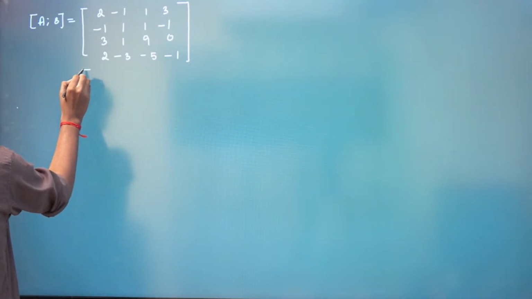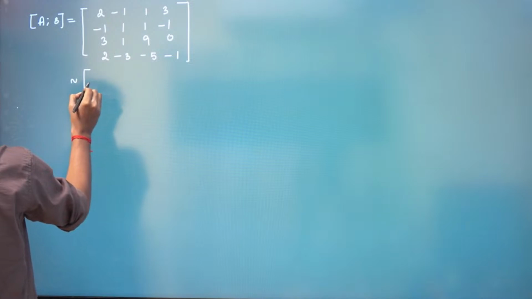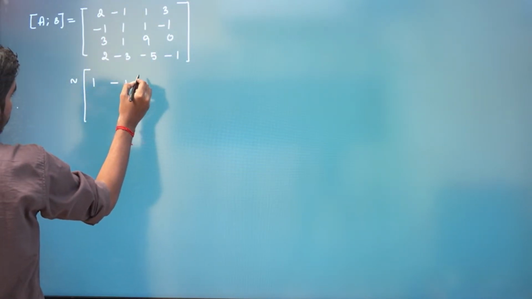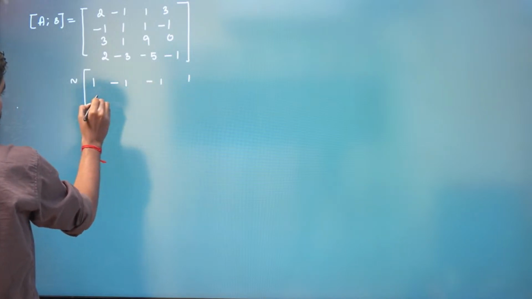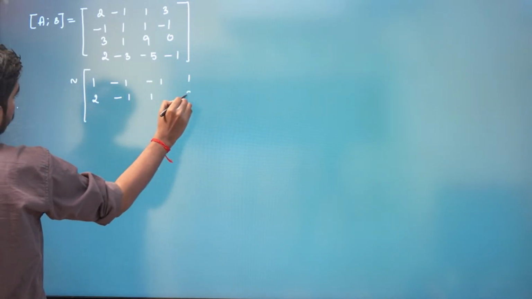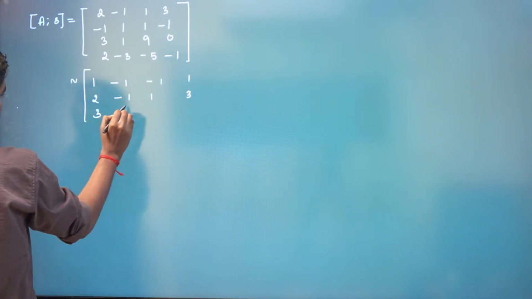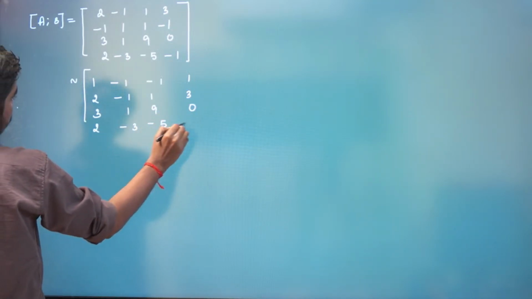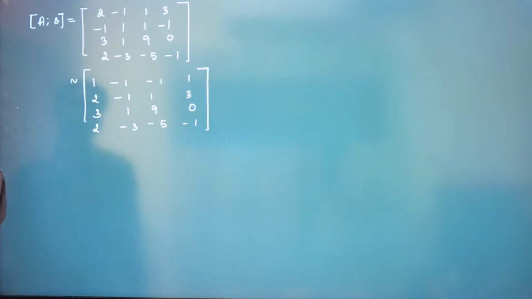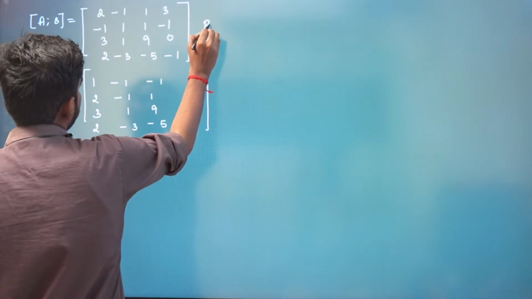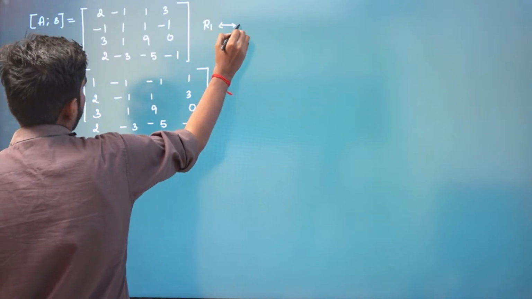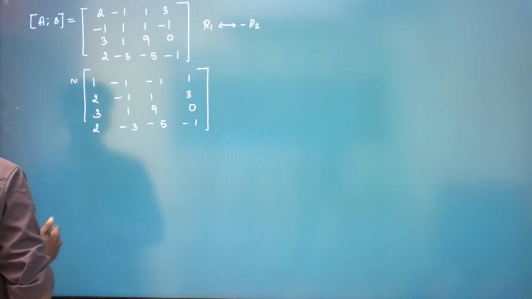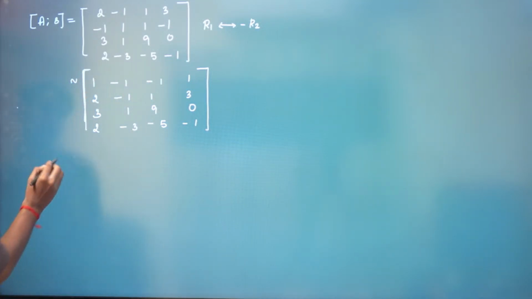So I'll just make some adjustment. I'll multiply this by minus throughout and then I'll switch this. So 1, minus 1, 1, minus 1, minus 1, 1. 2, minus 1, 1, 3. 3, 1, 9, 0. 2, minus 3, minus 5, 1. That is, I have interchanged R1 and I have multiplied R2 by minus. Okay, so we'll make this row echelon form.